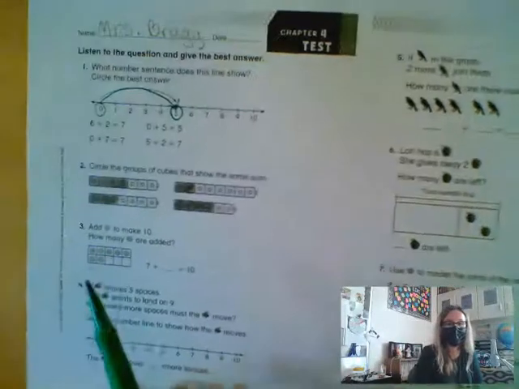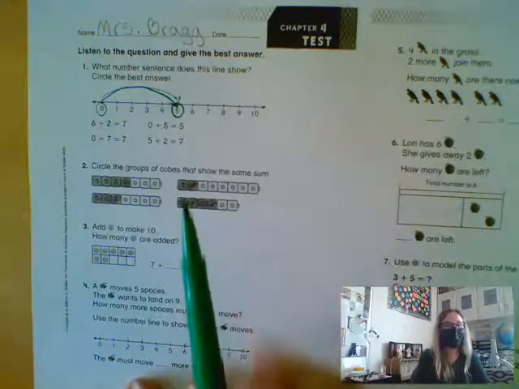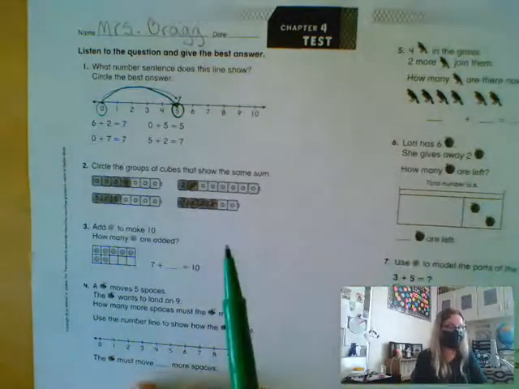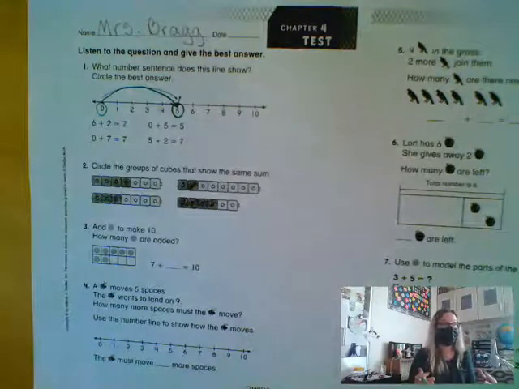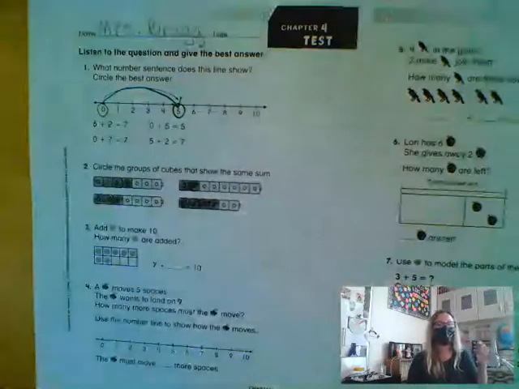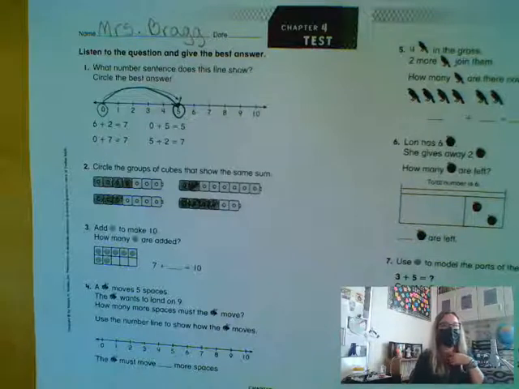Number 2 says, circle the group of cubes that show the same sum. So a sum means all together. So there are 1, 2, 3, 4 cube trains. Which 2 cube trains have the same amount? Circle the 2 cube trains that have the same amount.